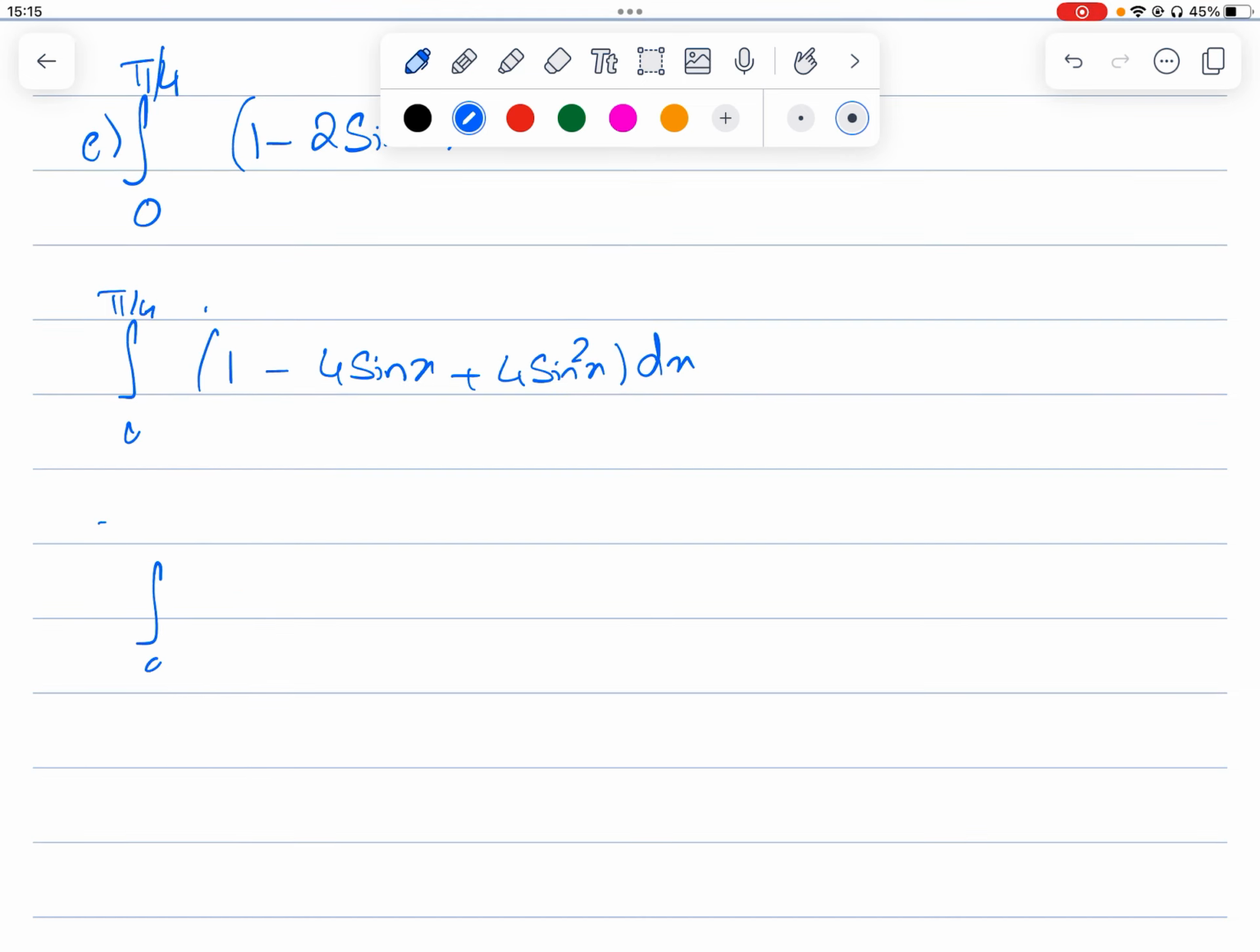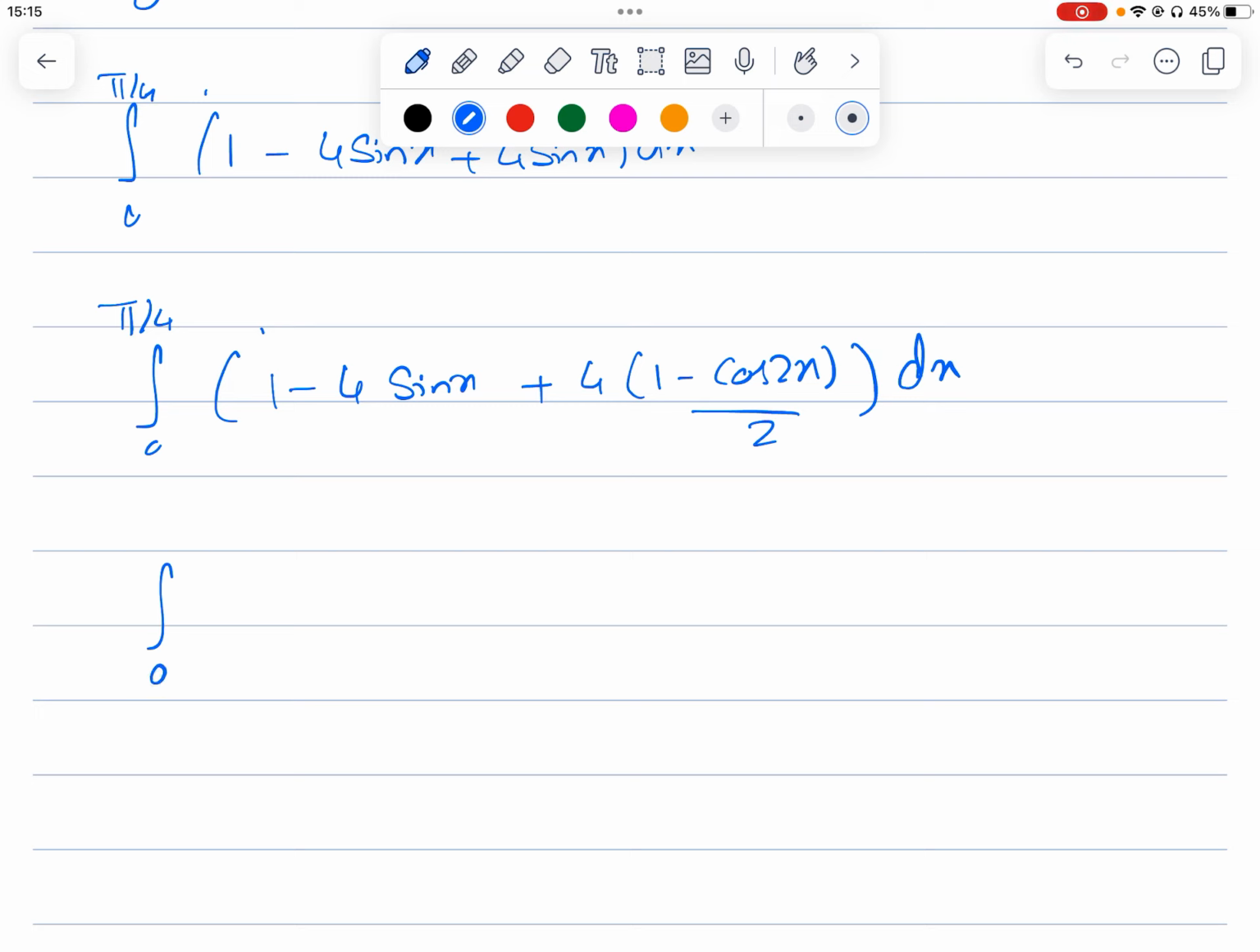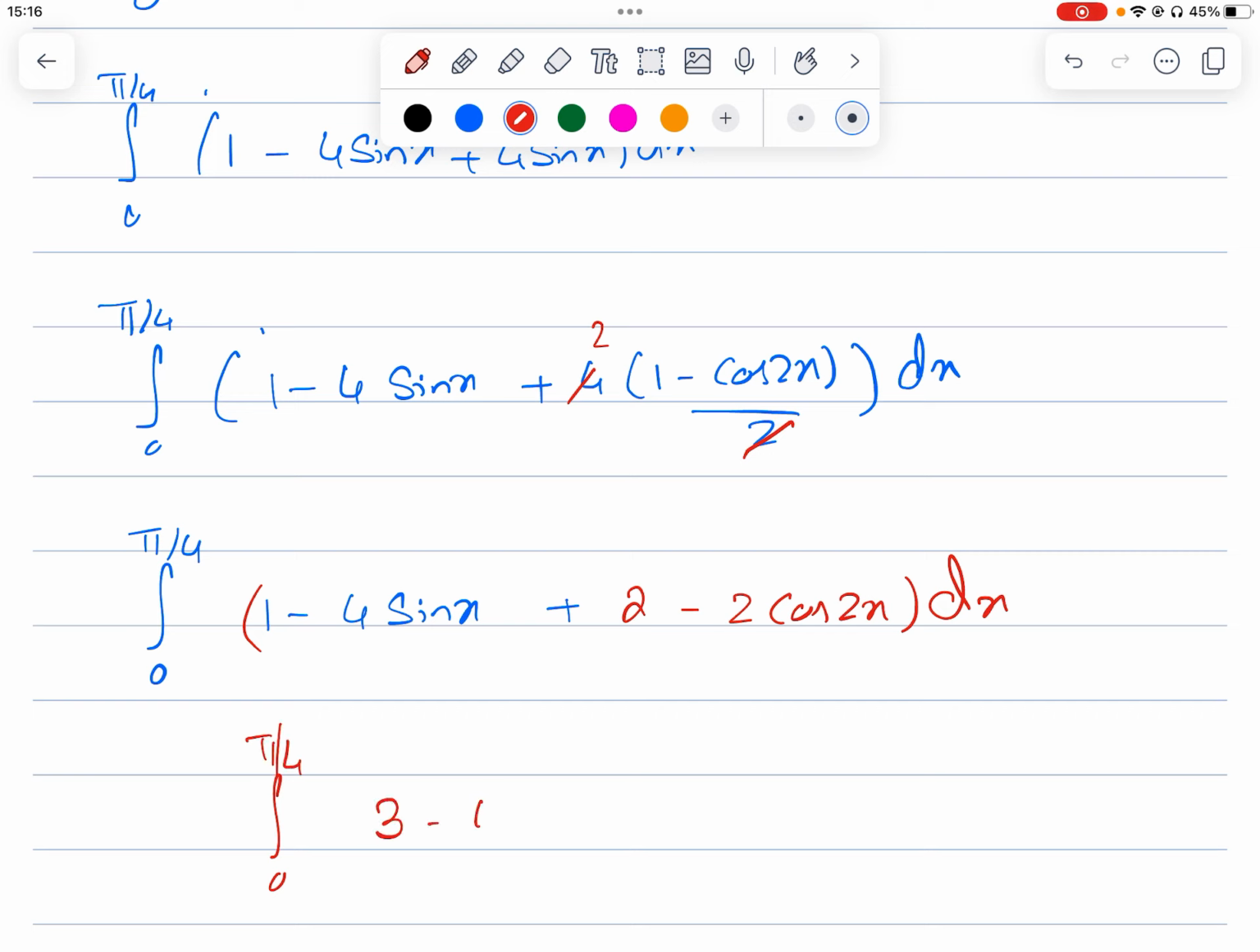So, it is 0 to pi upon 4, 1 minus 4 sin x plus 4 sine square x, which is 1 minus cos 2x upon 2, dx. So it becomes integral 0 to pi upon 4, 1 minus 4 sine x plus, this gets cancelled, 2 times 1, 2 times 2 minus 2 cos 2x dx. It is integral 0 to pi upon 4, 3 minus 4 sine x minus 2 cos 2x dx.